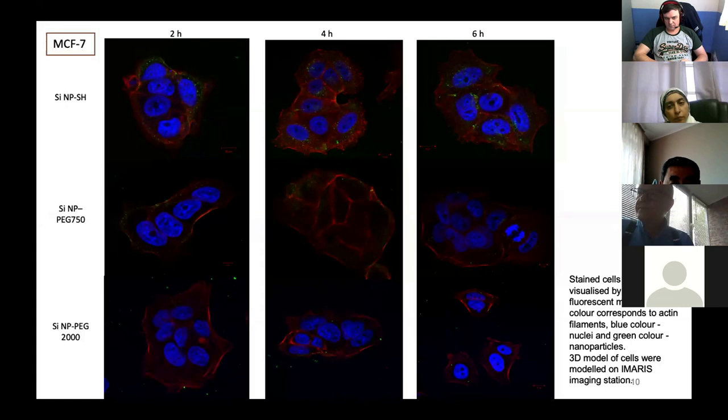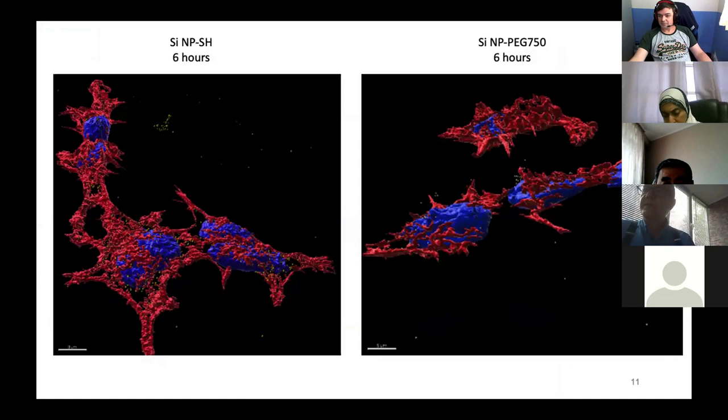While applying these nanoparticles in vivo, we can stimulate the immune response. Thus, the pegylation might help us to reduce that immune response. Oh, no, I'm sorry, but the time is over already. Oh, okay, so I'll be very quick. And then we did the 3D modeling of those images, and here again we observed that the non-pegylated nanoparticles accumulate much more compared to the pegylated nanoparticles.